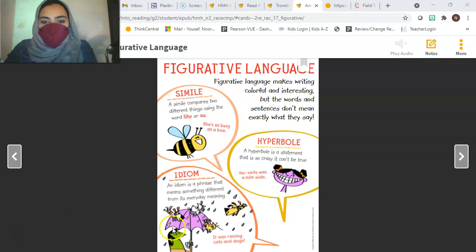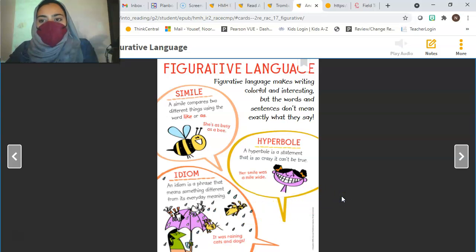Today we are focusing on figurative language. We've had a lot of this on our tests recently. We had a whole extensive lesson about it and watched videos. So I'm just going to quickly review.